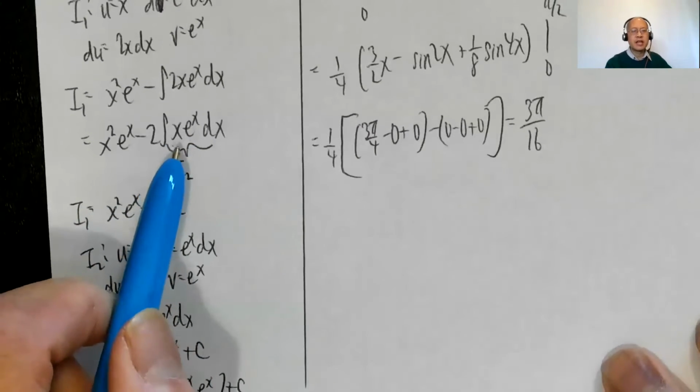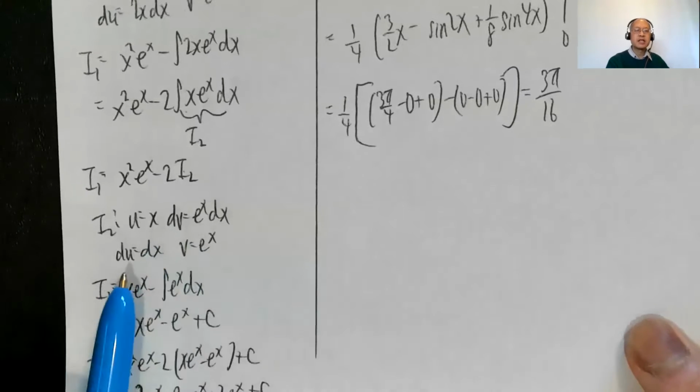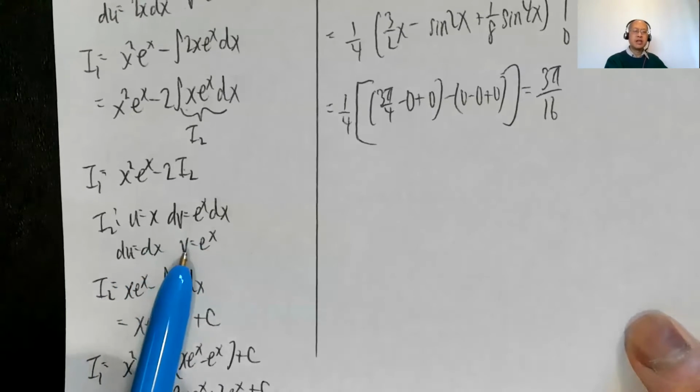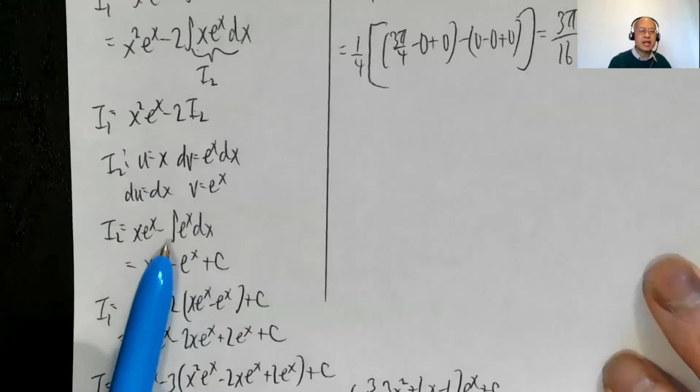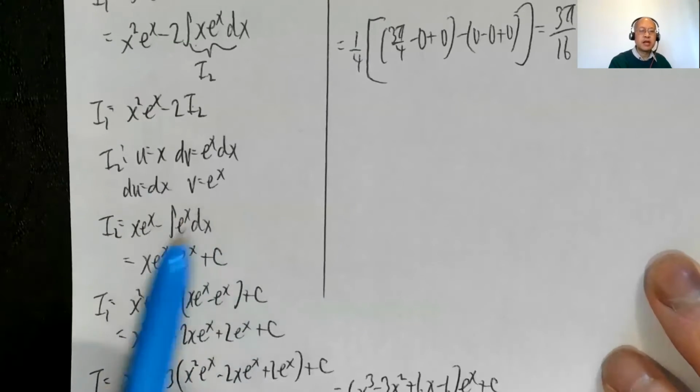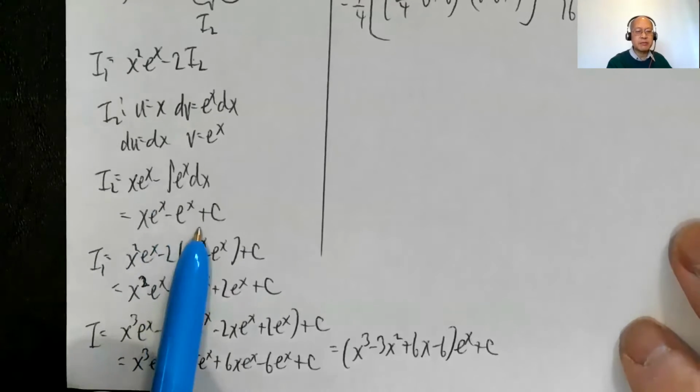I2 is the integral of x e to the x dx. So u equals x, dv is e to the x dx, du equals dx, and v equals e to the x. So I2 is uv, x e to the x, minus the integral of v du, e to the x dx, x e to the x minus e to the x plus c.